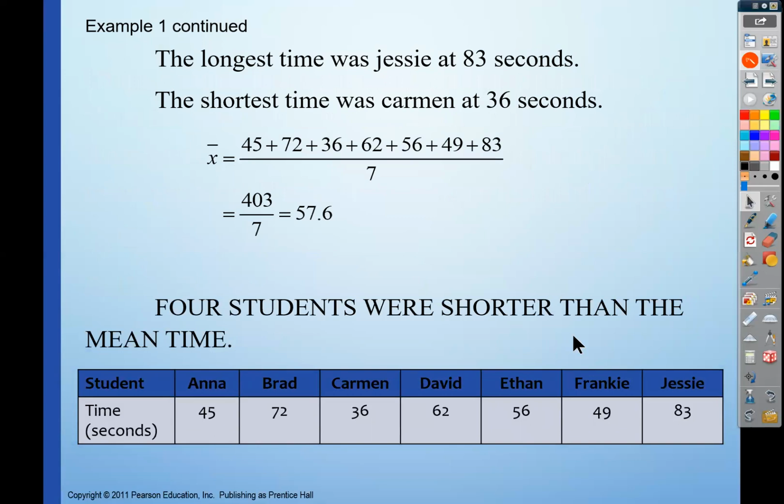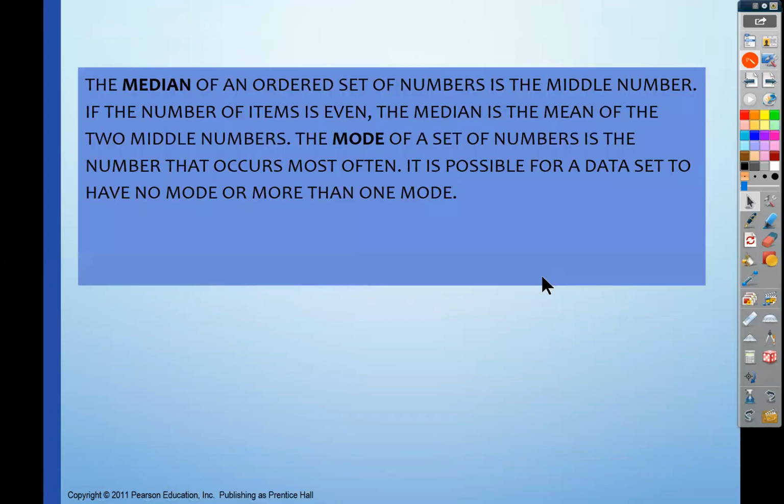Now we're going to find the mean. So we're going to add up all of those data points and divide it by the total, which is 7 numbers, and for the mean you get 57.6. Part D says, how many students took longer than the mean? Let's see, there's 1, 2, 3 longer than the mean and 4 shorter than the mean.